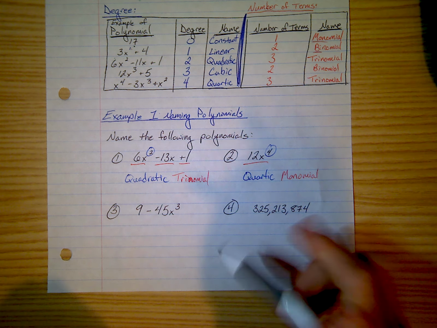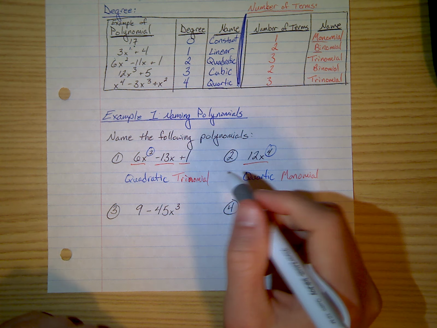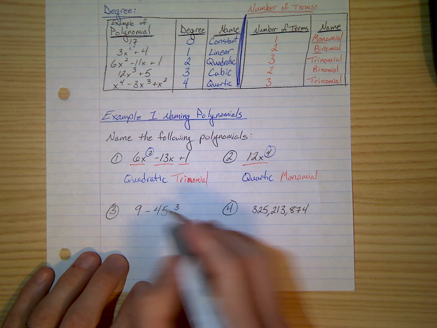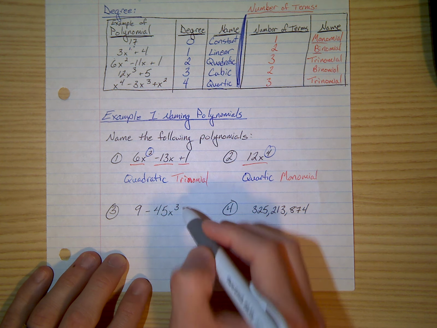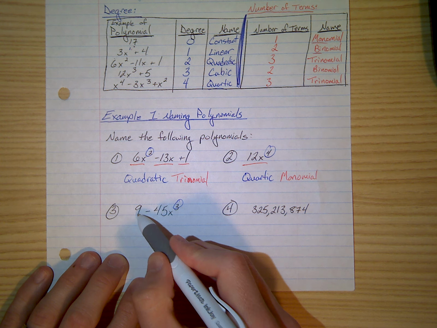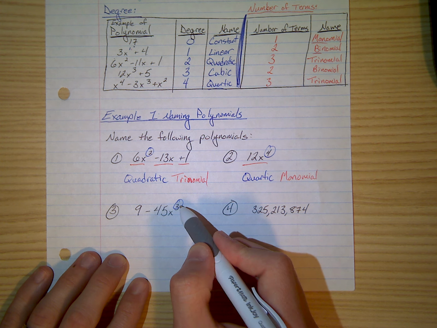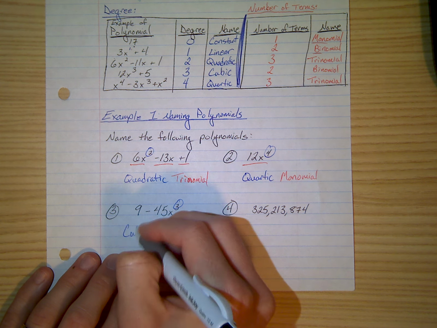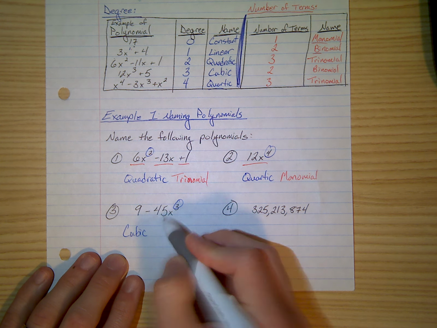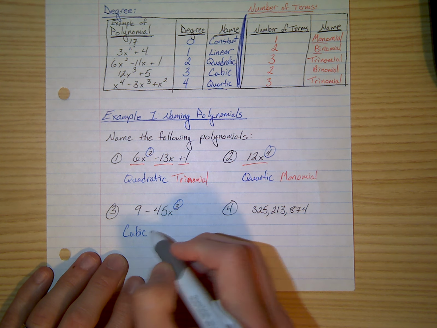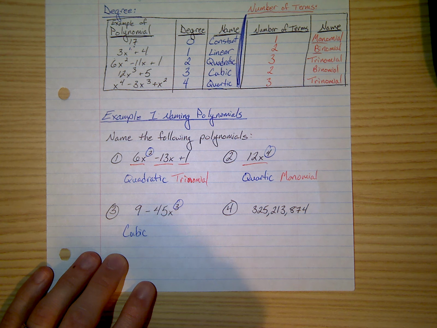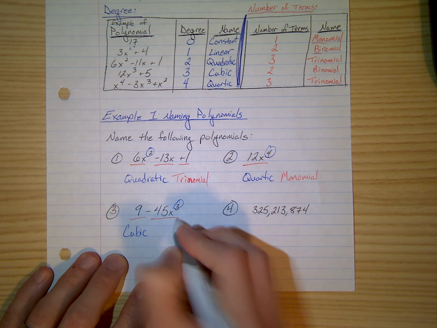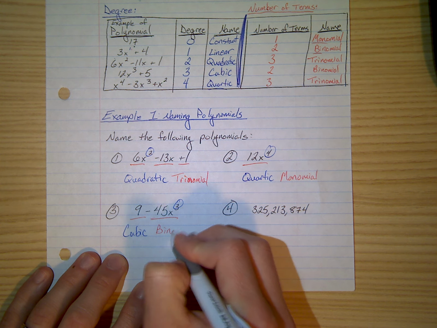Number 3, this one hopefully doesn't throw you for a loop here. Now this one's not written in standard form. The highest degree comes here. This is a constant term, but this is a cubic term. So if we're naming the polynomial, we go with the higher one, even though it's written second. So this is a cubic, and then there are 2 terms here. So it is a cubic binomial.